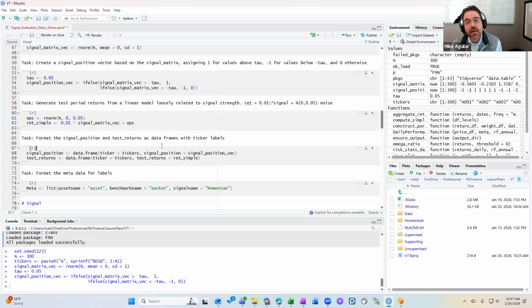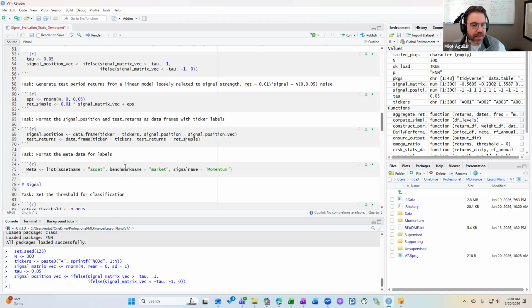Okay, so now we need to format a couple of things, only because I want to embed them inside of the function, and the function requires a certain format. So we'll create a data frame called signal position, which sucks in the tickers and the 1, 0, -1. And the test returns, which sucks in the tickers, plus that random noise of the future returns.